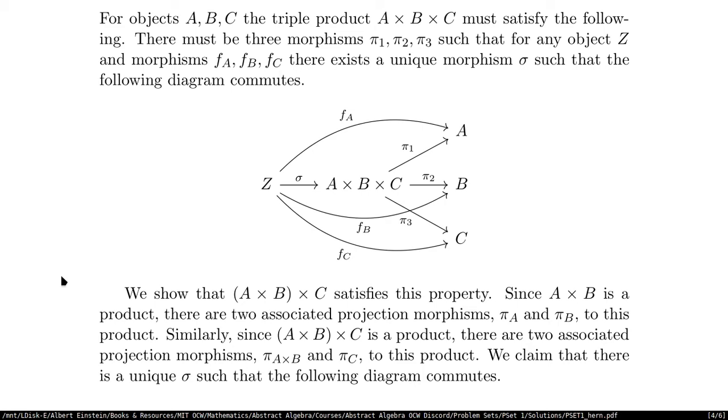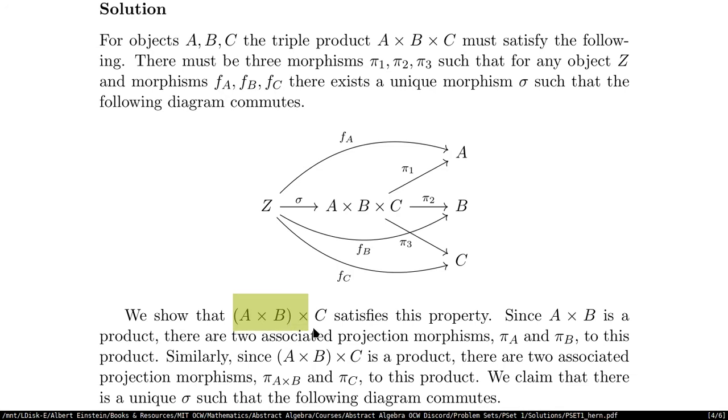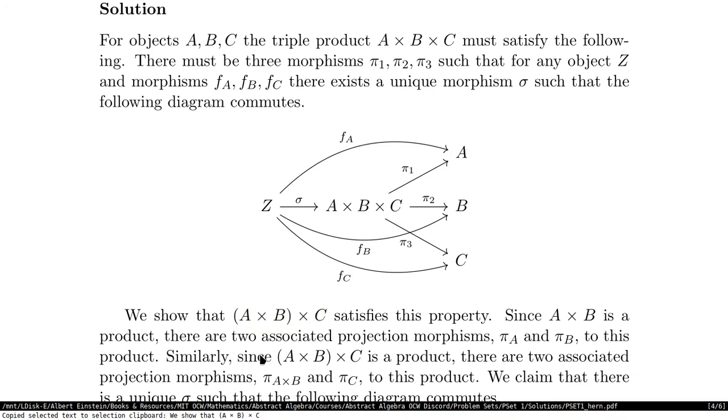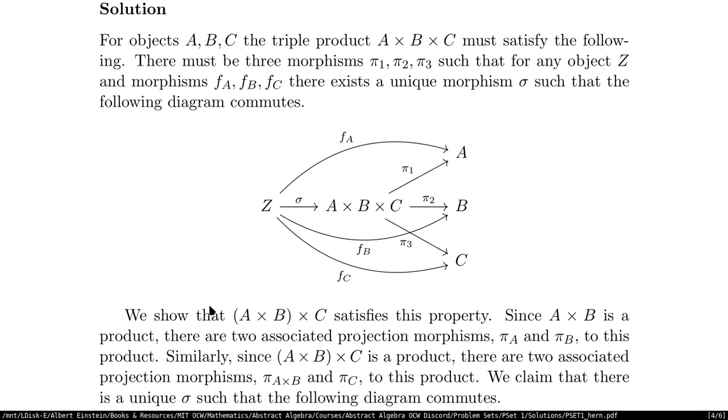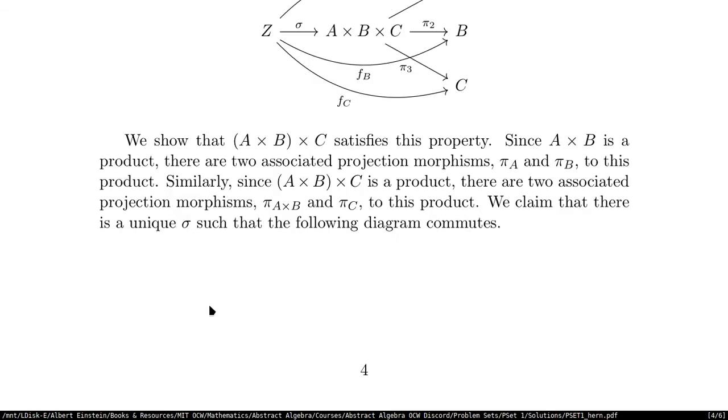Okay, so yeah, you're going to show that this satisfies the property and the other one as well. So they both satisfy the property, so they both will be the final objects, and now from the previous problem you can show that they are both isomorphic.